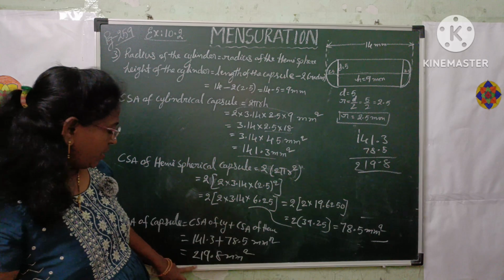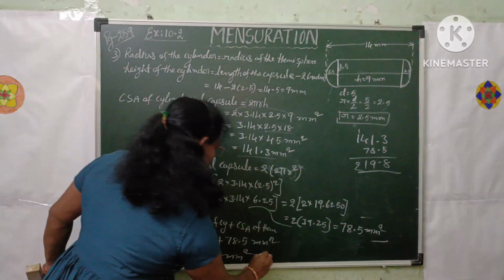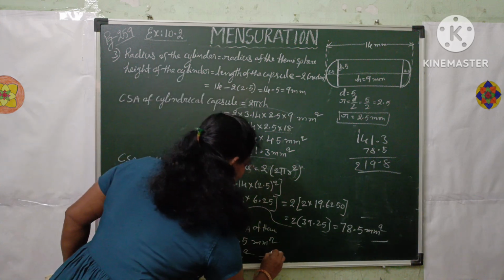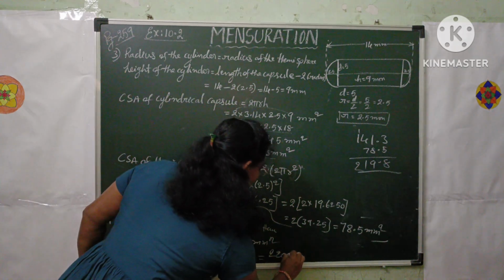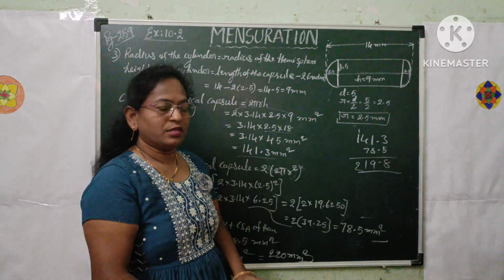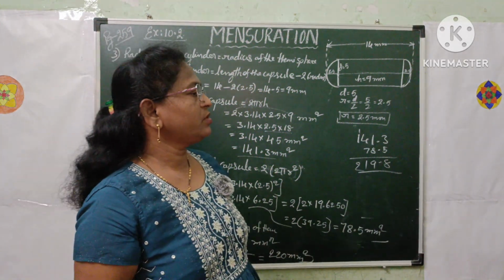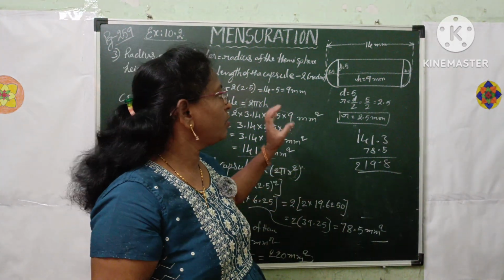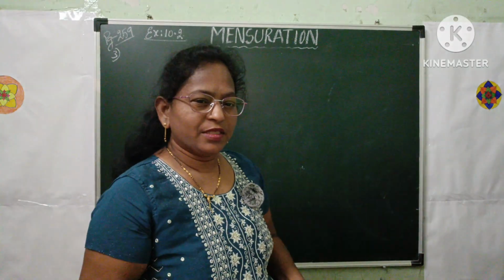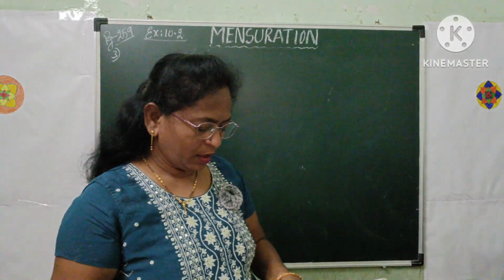Approximately here we need to write a round figure. Why? Because after the decimal, 8 is very close to 1. So that is 220 millimeter square. This is the answer. Okay. Whatever the figures, we need to find the surface areas and we have to find the total surface area of the given object. Next, the fourth question is also very important.